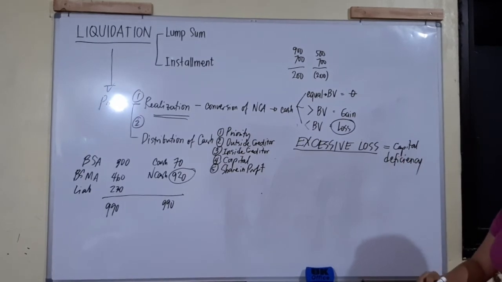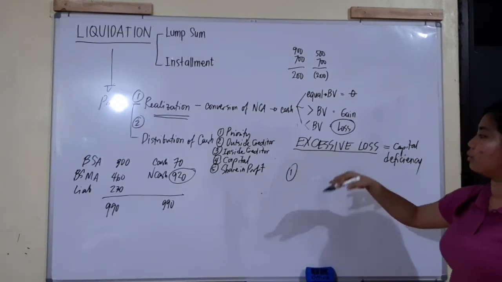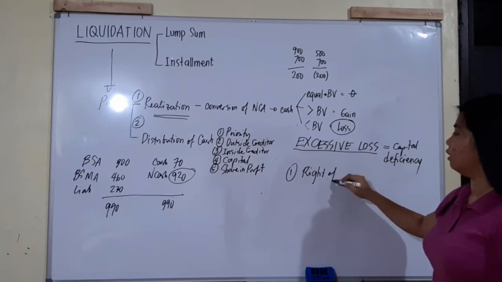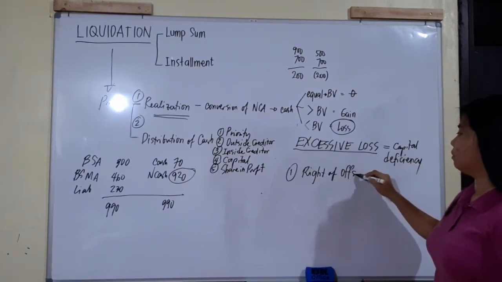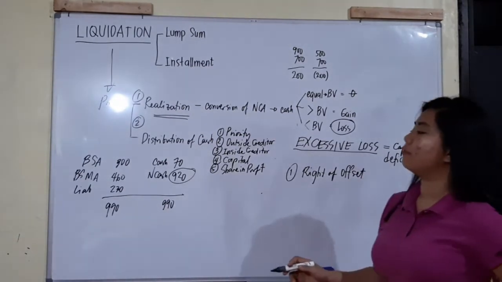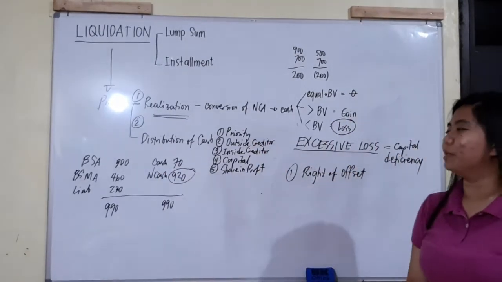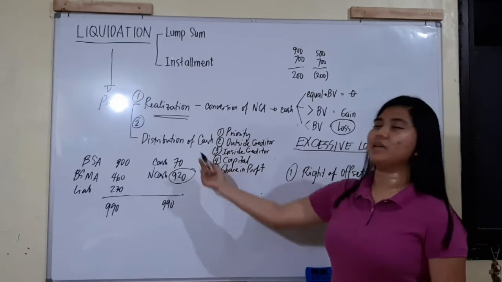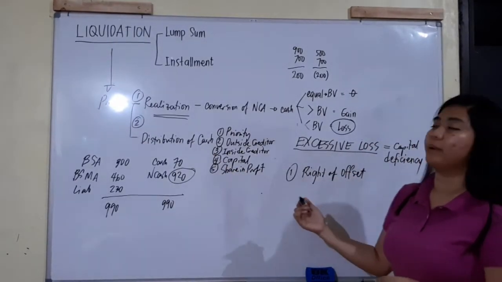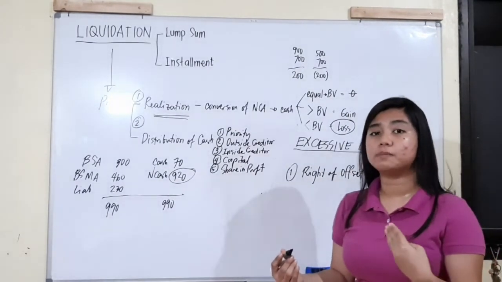Deficiency. Okay? So, first one, kung meron siyang pautang sa'yo, exercise the right of offset. Ano ibig sabihin ng right of offset? So, let's say for example, si BSA Corporation, or si Partner BSA ay merong loans receivable from the partnership. Ibig sabihin, on the part of the partnership, it is a loans payable.